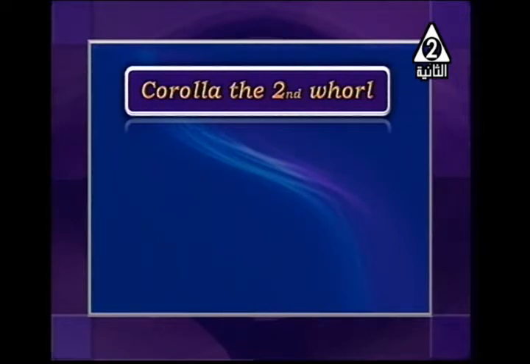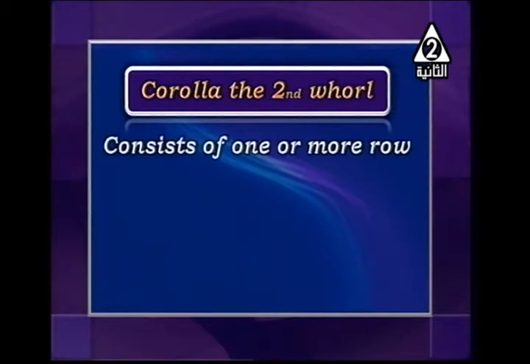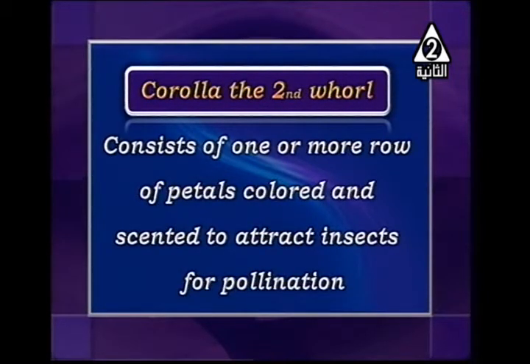After that, the second whorl, which is called corolla. So the first one is, as we said, calyx, which consists of sepals, each one of them called a sepal. They are green leaves. While the corolla, the second whorl, also consists of 1 or more rows of petals. Each one of them is called a petal. They are colored and scented. Why are they colored and scented? Definitely to attract the insects to accomplish the pollination process.